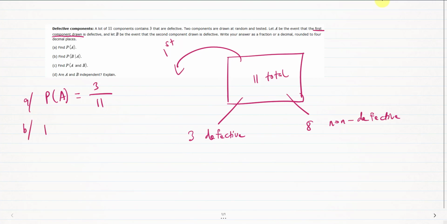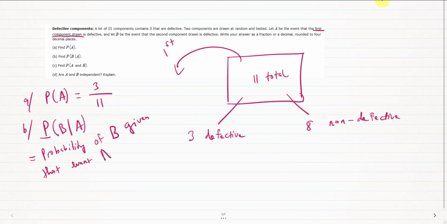For part B, we are looking for P of B given A, written with the vertical bar. This is a conditional probability. So this is the same thing as asking you for the probability of event B given that event A has occurred. Okay, so we have a condition here. What is the probability of event B given the fact that event A has happened already?